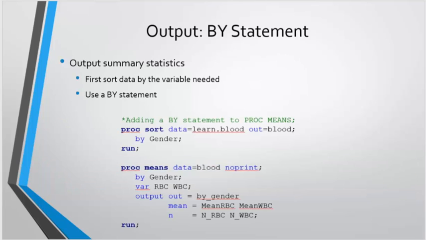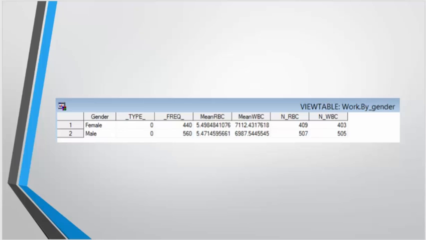If you need to output summary statistics for each level of one or more classification variables, you might consider using this code. Notice I sorted the dataset learn.blood and I output it in a temporary dataset called blood. I'm sorting it by gender. Then I'm going to run a PROC MEANS by gender for red blood cells and white blood cells. The output dataset is called by_gender, and I'm storing the mean and the number of non-missing values in mean_RBC, mean_WBC, N_RBC, and N_WBC respectively. This is what my output looks like.